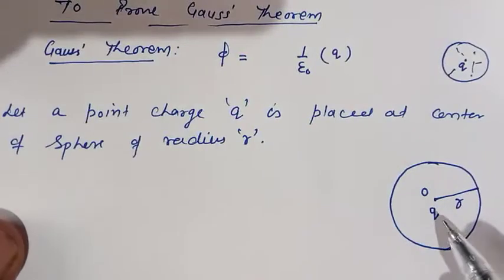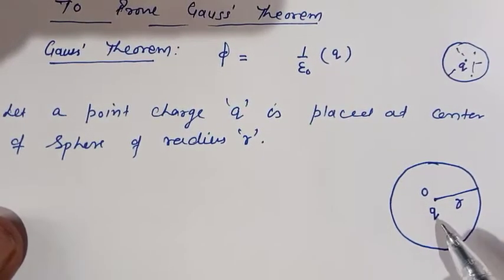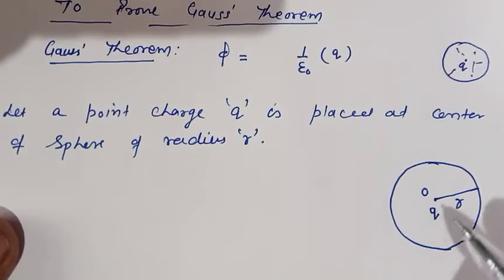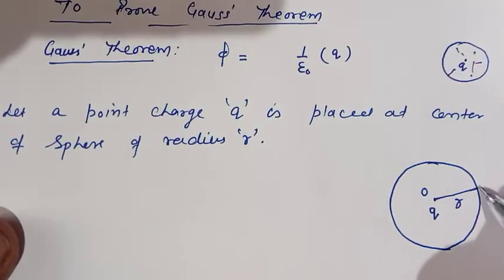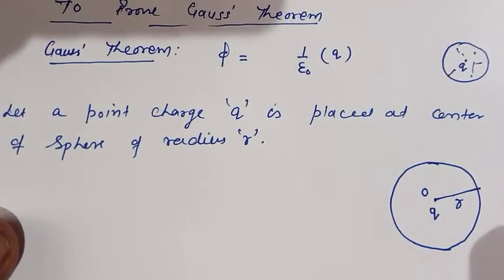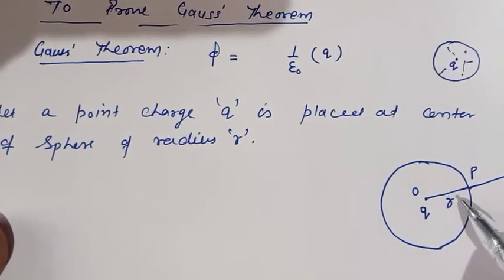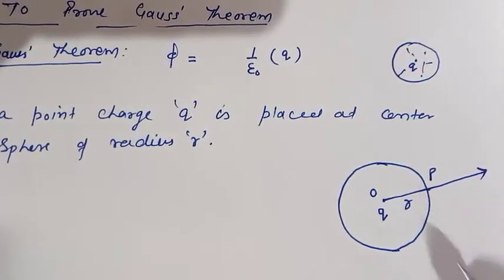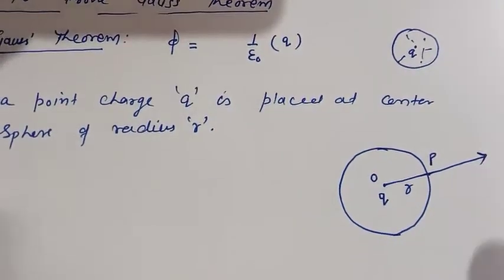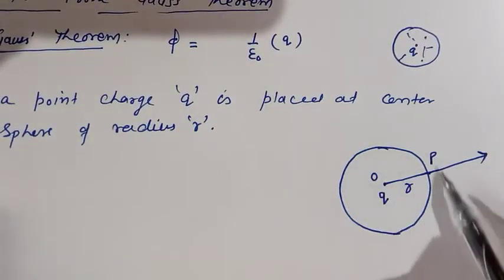So now you know this is a positive charge, as it does not have any sign here. So the electric field due to this positive charge will be radially outward. Let this be the point P. So the electric field will be radially outward and it will be the same throughout this surface.